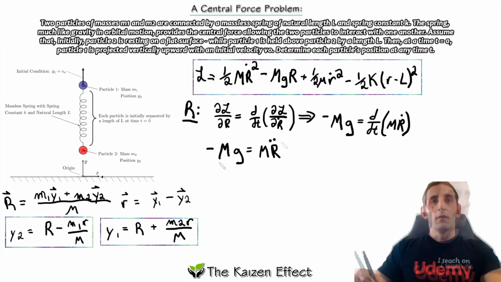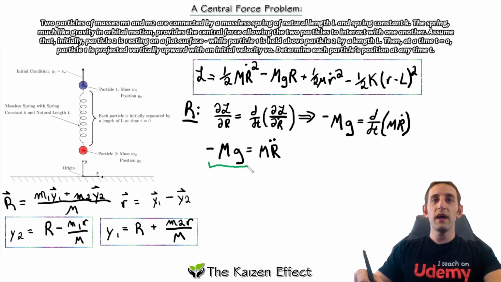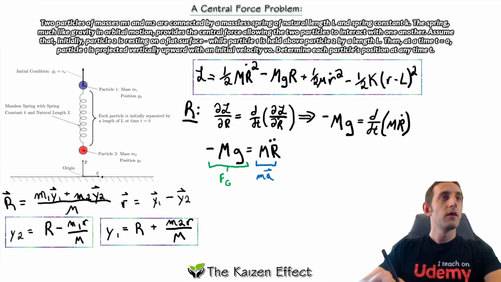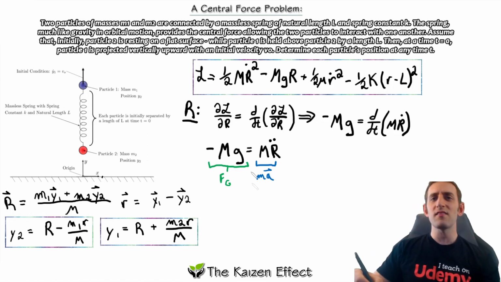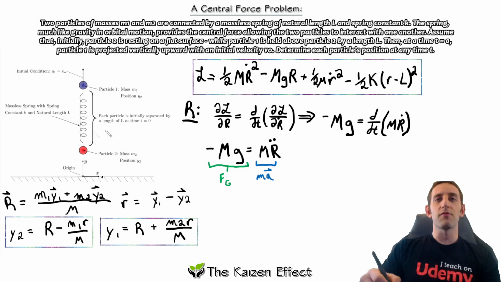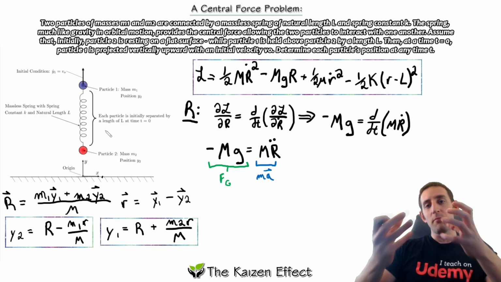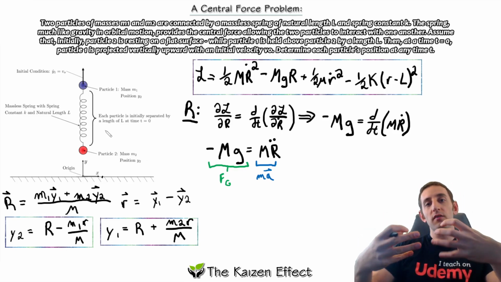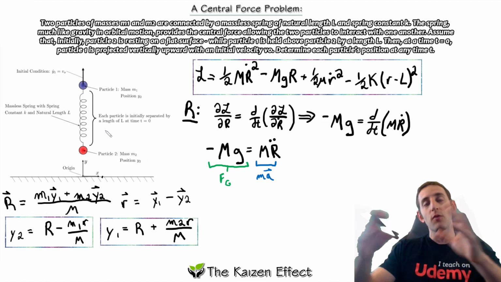equal to M big R double dot. Now, if we take a look at the different terms associated with this, we have something over here. This is basically the force of gravity of the entire system. And what we have on the right here is basically our MA. This is the MA term in Newton's second law. So basically all this is saying is that in the center of mass frame, any force acting upon this is going to impart some kind of acceleration to that system that's going to move it.